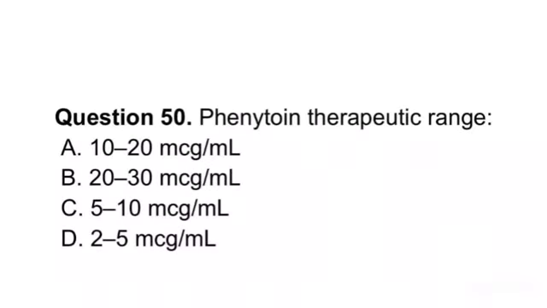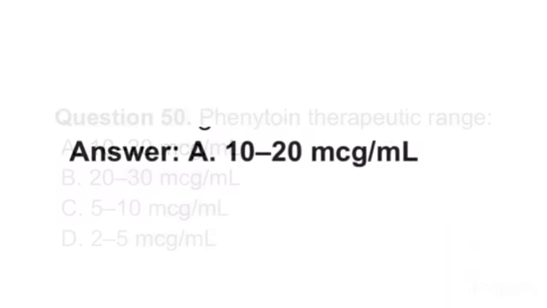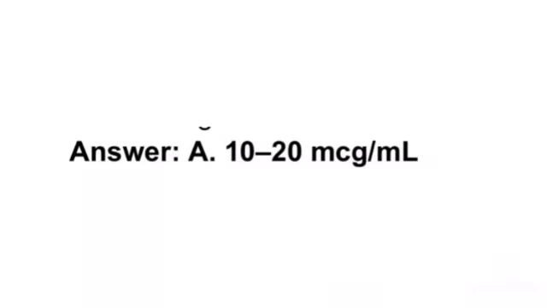Question 50. Phenytoin therapeutic range. A. 10 to 20 micrograms per milliliter. B. 20 to 30 micrograms per milliliter. C. 5 to 10 micrograms per milliliter. D. 2 to 5 micrograms per milliliter. Answer: A. 10 to 20 micrograms per milliliter.